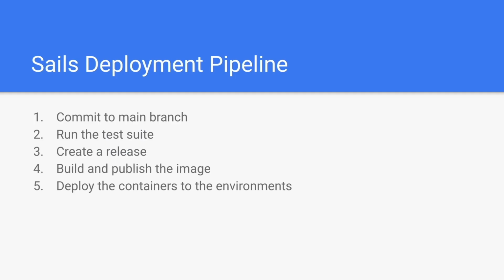Our basic deployment pipeline has about 5 steps. 1. Commit to the main branch. 2. Run the test suite. 3. Create a release. 4. Build and publish the image. And 5. Deploy the containers to the new environments.